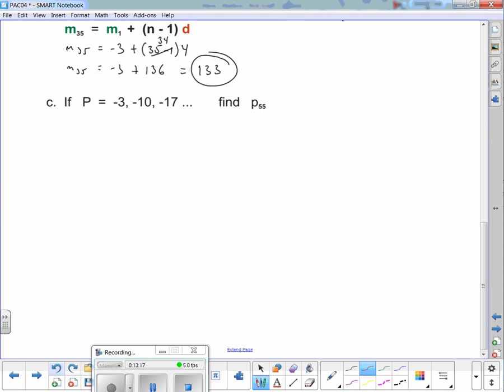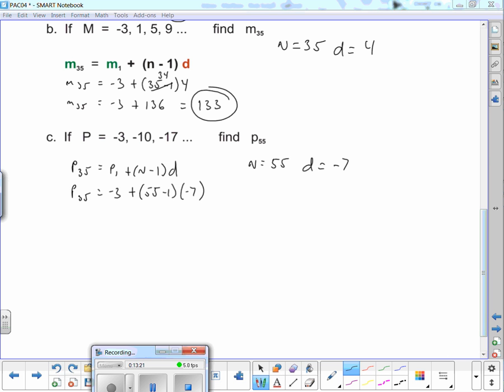Okay, let's try the next one. Try C. I'm going to pause. Okay, so hopefully you determined that N was 55 and D was negative 7. Be careful with that negative 7. Remember, it's multiplication. So I put negative 3 in for P sub 1. We know this thing is going to end up being a 54. 54 times negative 7.